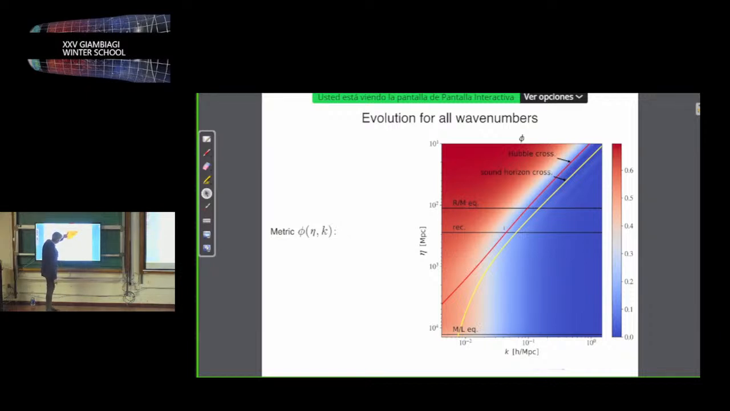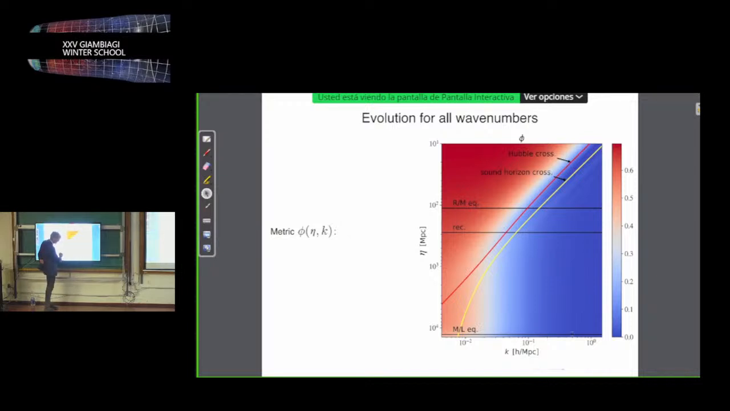While if the fluctuation crosses deep into matter domination, it doesn't get damped. It remains essentially constant. There is no gradient of color along vertical lines because phi remains constant during matter domination. You could show that phi ultimately decays, or starts to decay, during lambda domination. The limit between matter and lambda domination is this black line. It's a bit before today.